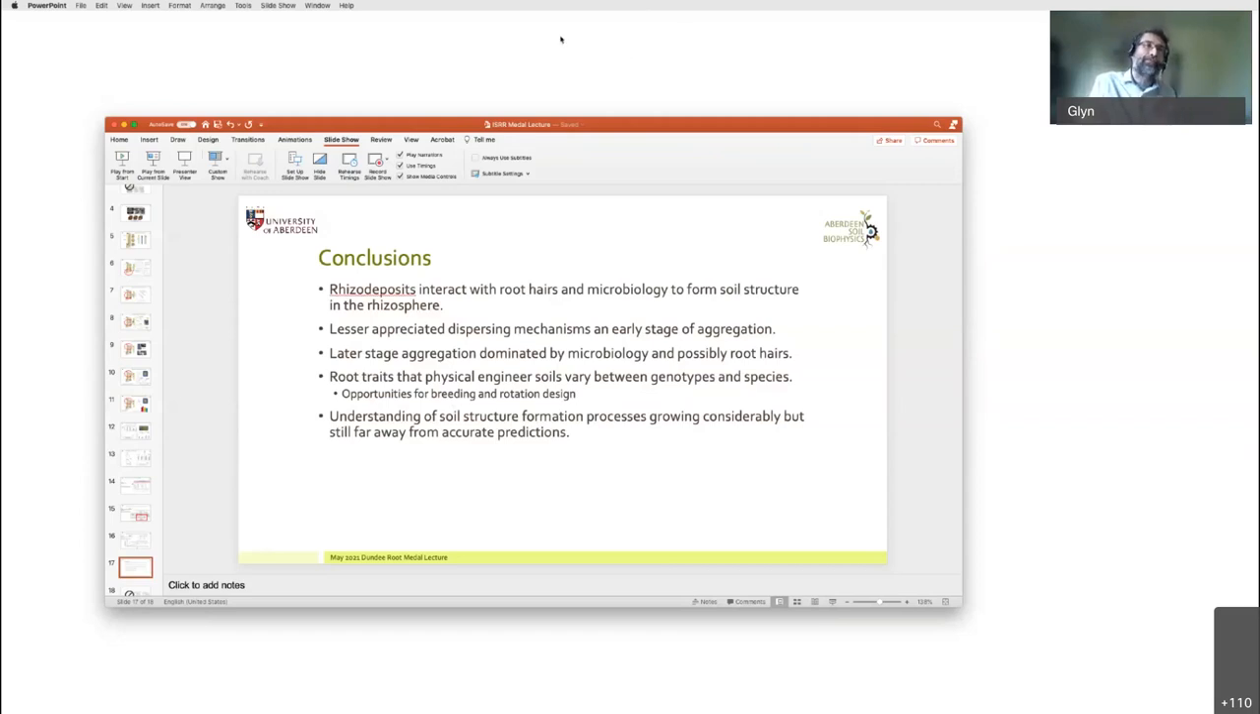There's a question from Alessandro to ask about dispersion and aggregation. What are the mechanisms going on in the rhizosphere here? Alessandro is mentioning electrolyte concentration, pH, pore water, etc. Paul, do you have some views on what's happening?